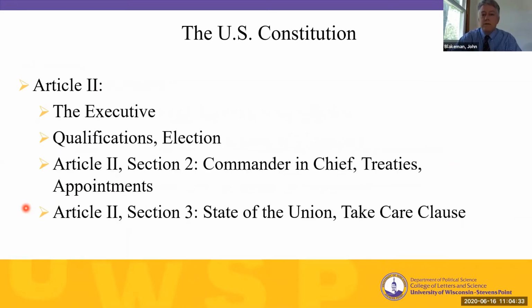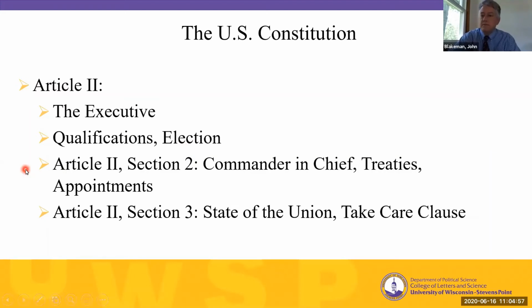Okay, Article 2, the executive branch. People read Article 2 and they think, wow, there's not a lot of detail there. No, there's not. Article 2 tells us what the qualifications to become president are. You all know that, I think. The Electoral College, how we elect the president. We're not going to focus on that, unfortunately, but it's a big issue.